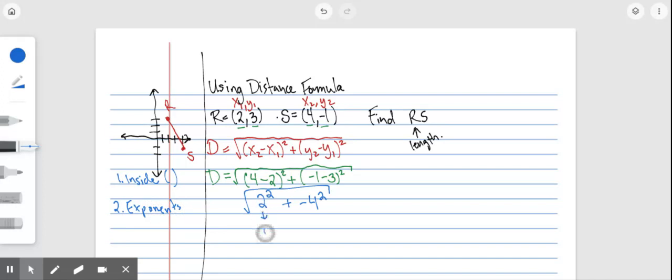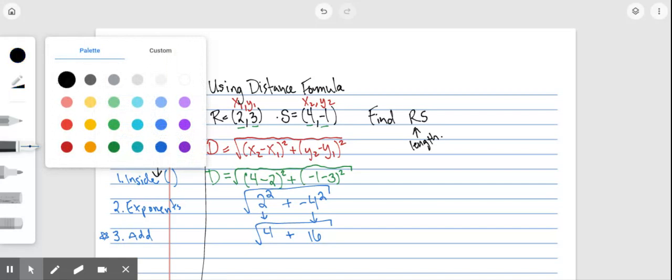2 to the second power is 4. -4 to the second power is 16. I've got an addition sign in between. The next step is I need to do the addition that's inside. Now, this is the step that a lot of people get confused on, and that's because there's a little hidden set of parentheses in here.